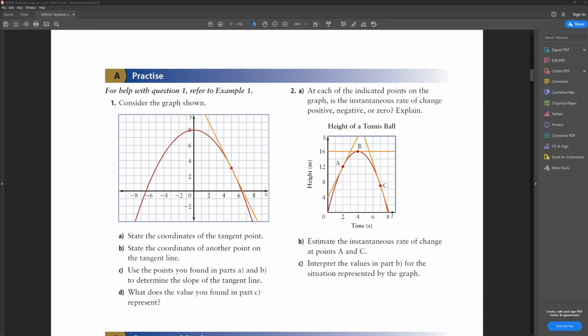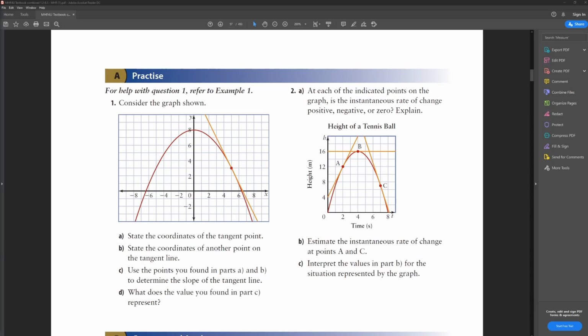Okay, so for IROC, I assigned question 2. At each of the indicated points on the graph, is the instantaneous rate of change positive, negative, or 0? Explain. Okay, well, this is rather simple. For A, it is definitely positive because the slope of the line is positive and it's going up. For part B, it is 0 because it is a horizontal line, so its slope is 0. Then for C, it is negative because it is going down. It's a downward line.